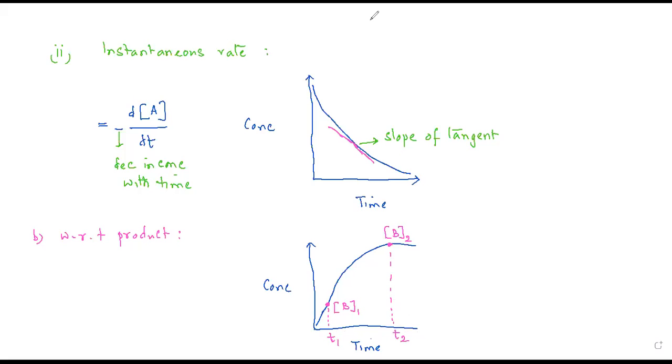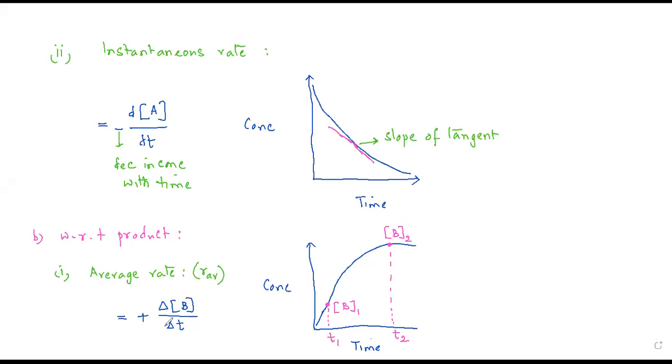Now, the average rate, you can say, of B can be given as delta B by delta T. Anyway, B2 is greater than B1. So final minus initial, we are going to get a positive value. But still it has to be written here. Remember, it has to be positive.